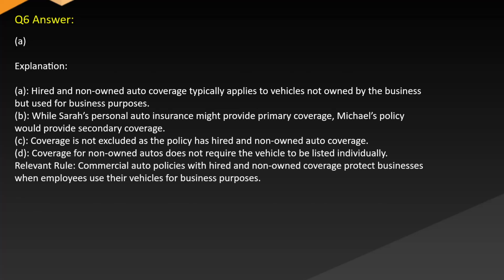Answer A. Explanation. A. Hired and non-owned auto coverage typically applies to vehicles not owned by the business but used for business purposes. B. While Sarah's personal auto insurance might provide primary coverage, Michael's policy would provide secondary coverage. C. Coverage is not excluded, as the policy has hired and non-owned auto coverage. D. Coverage for non-owned autos does not require the vehicle to be listed individually. Relevant rule. Commercial auto policies with hired and non-owned coverage protect businesses when employees use their vehicles for business purposes.